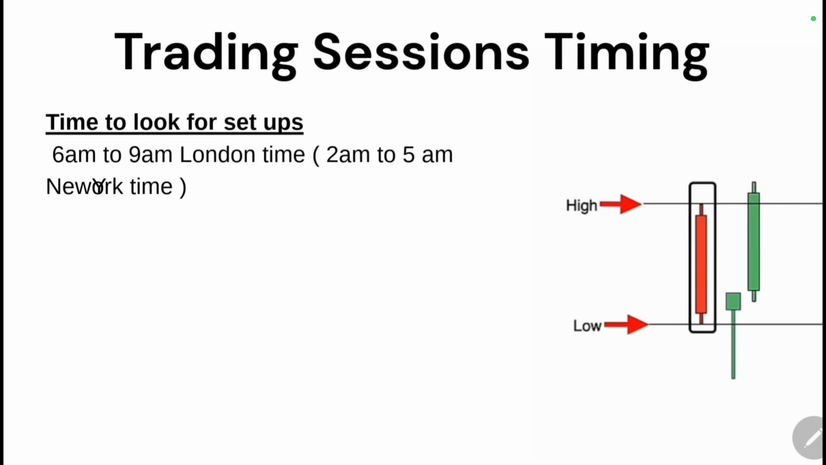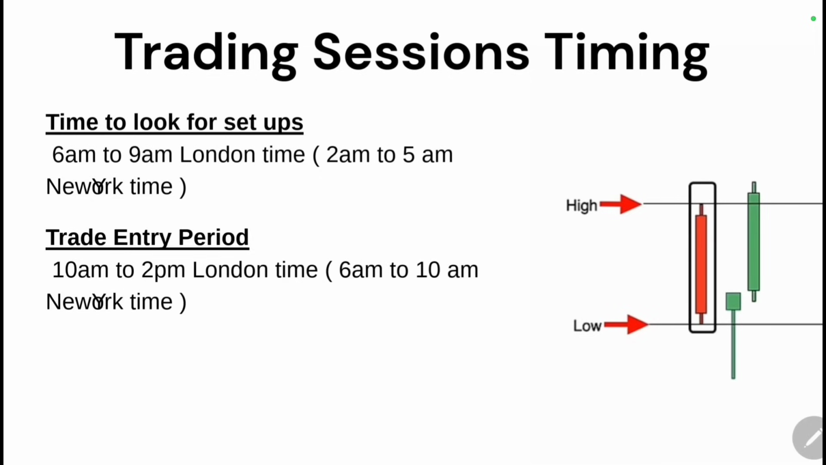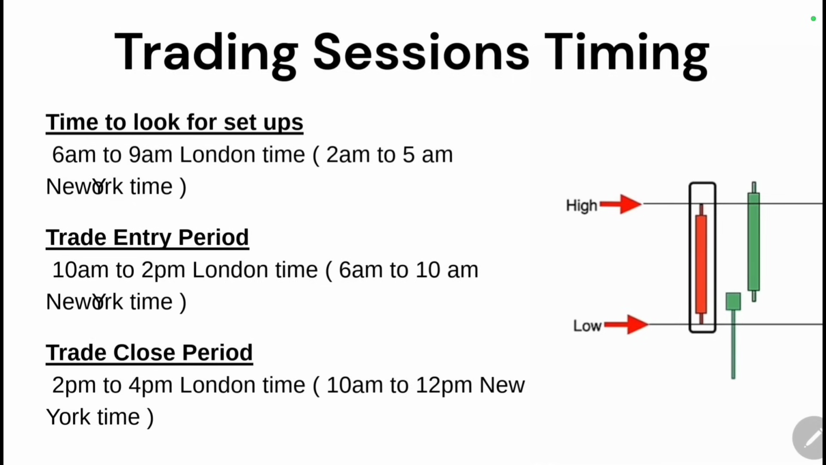Now for the trading sessions timing, very important. For me personally, I look for my setups between 6 a.m. to 9 a.m. London time, which is approximately 2 a.m. to 5 a.m. New York time. Trade entry, when I enter my trades most times, is 10 a.m. to 2 p.m. London time, which is like 6 a.m. to 10 a.m. New York time. And I tend to close most of my trades 2 p.m. to 4 p.m. London time.